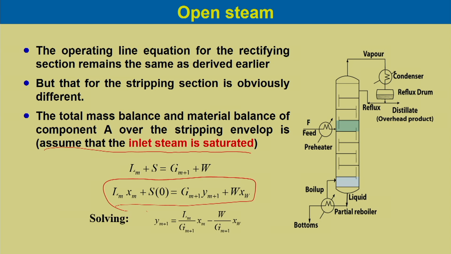So, if we solve this, it would give us Ym plus 1 equal to Lm by Gm plus 1 into Xm minus W by Gm plus 1 into XW. So, this is the stripping section operating line.